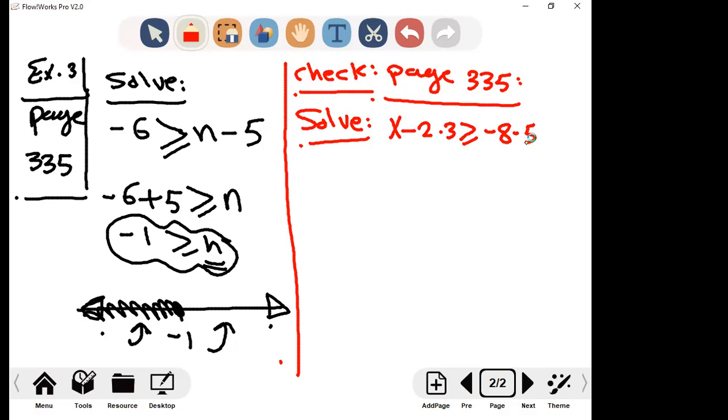We will shift the negative 2.3 to the other side. It will be x more than or equal to negative 8.5 plus 2.3. Then because the negative 8.5 is negative and the 2.3 is positive, we will subtract and put the sign of the bigger number. So the answer will be negative 6.2.